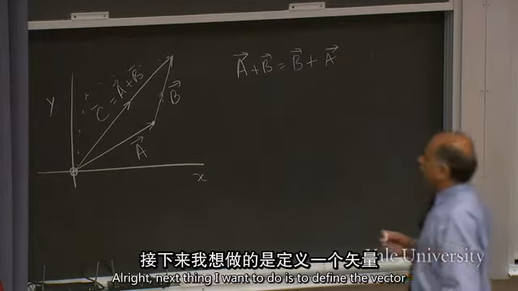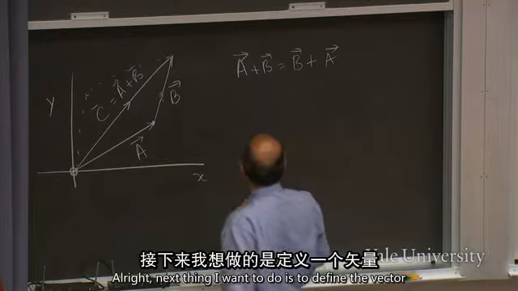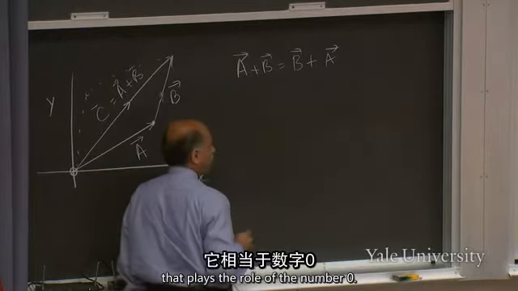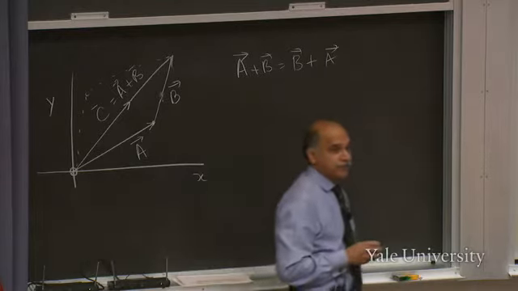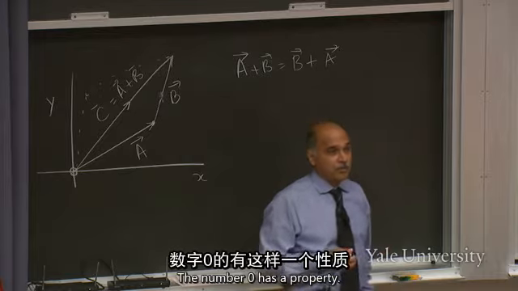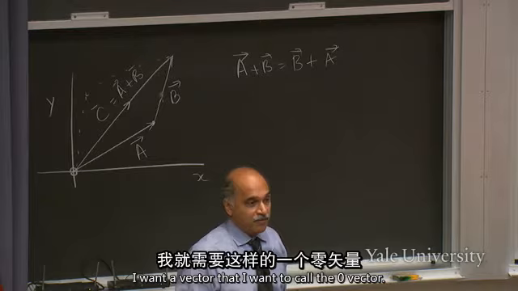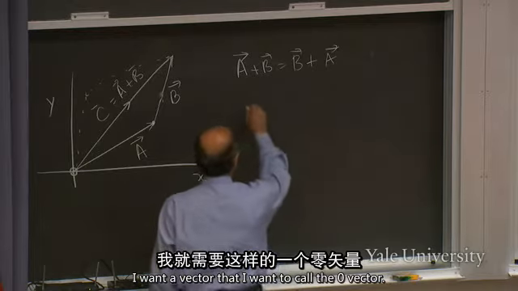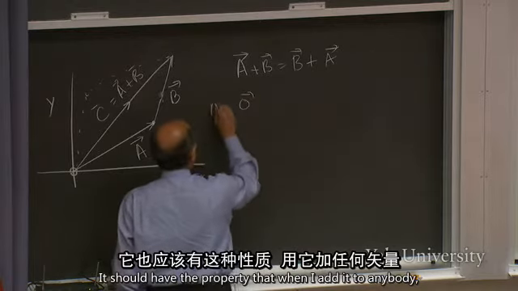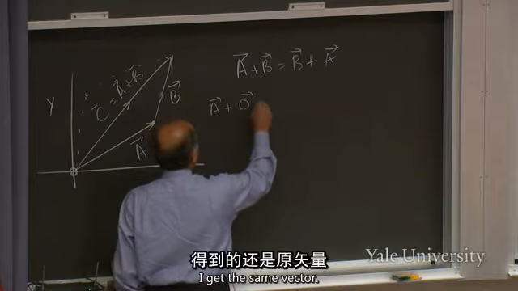All right. The next thing I want to do is to define a vector that plays the role of the number 0. The number 0 has a property. When you add it to any number, it doesn't make a difference. So I want a vector that I want to call the 0 vector, and it should have the property that when I add it to anybody, I get the same vector.